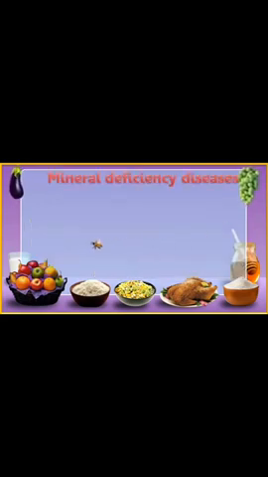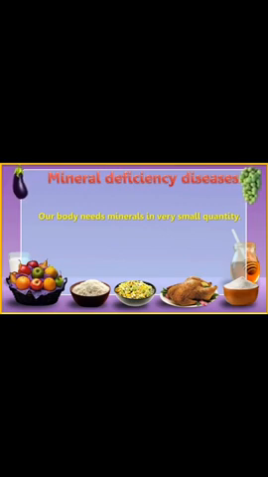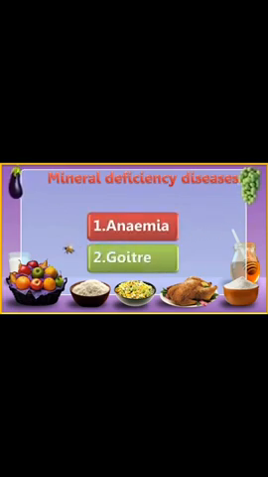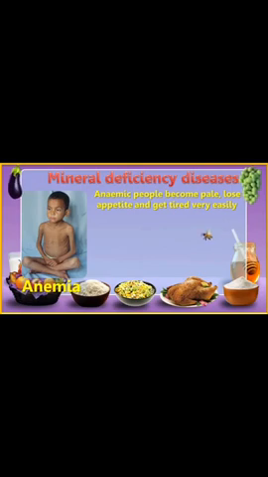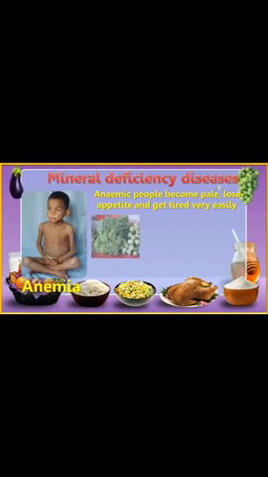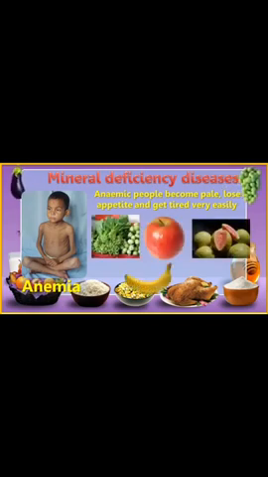Mineral deficiency diseases. Our body needs minerals in very small quantities. Their deficiency leads to many diseases such as anemia and goiter. Anemia is caused due to the deficiency of iron in our body. Iron deficiency results in reduction of hemoglobin. As there is less hemoglobin, blood cannot carry enough oxygen. Anemic people become pale, lose appetite, and get tired very easily. An anemic person should take spinach, apple, guava, and banana.